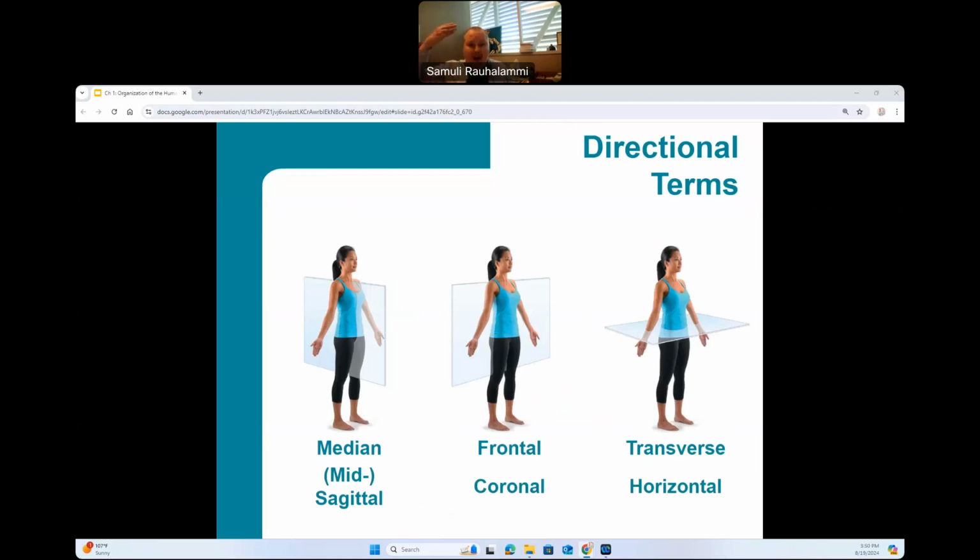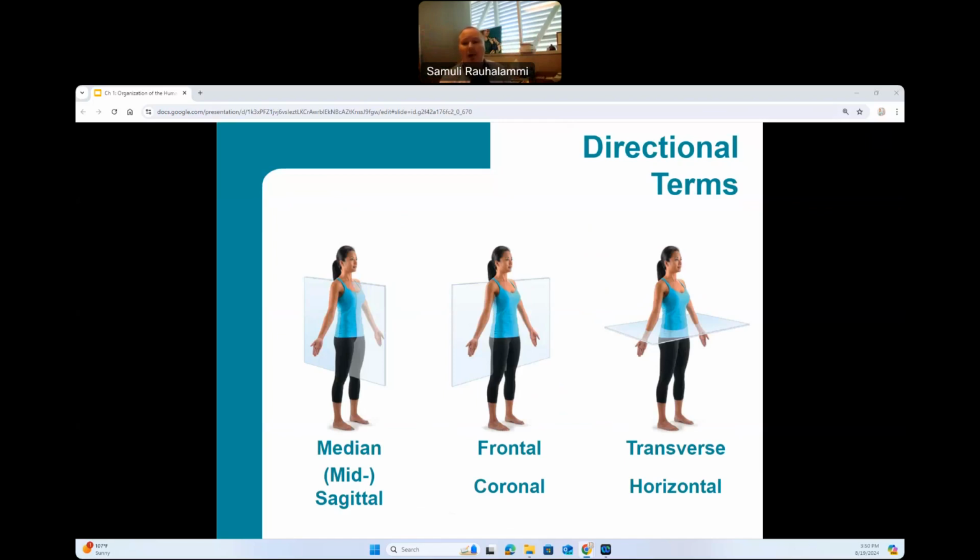The frontal plane, or coronal plane as the other term we sometimes use, divides us into anterior and posterior sides. One way my students often think of the coronal plane is, if you're putting on a crown, where your hands go is where that plane would run. And finally, the transverse or horizontal plane divides the body into superior and inferior portions, so upper and lower portions.